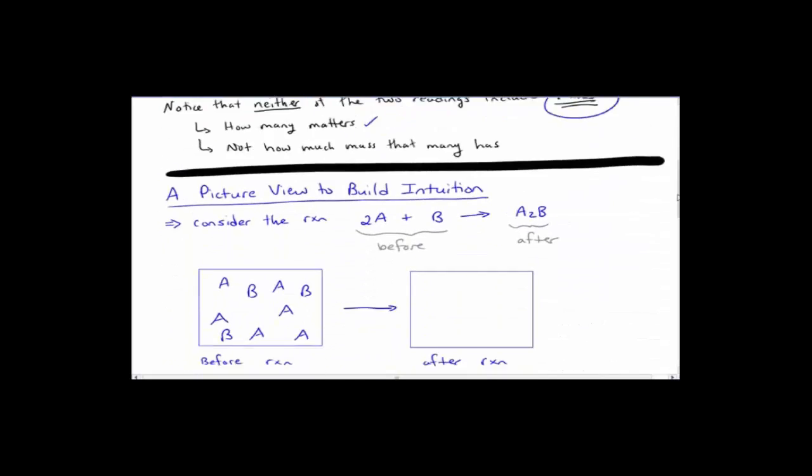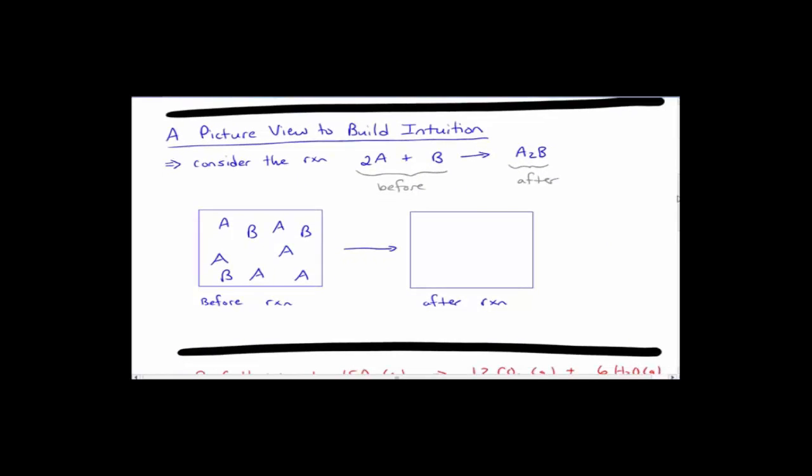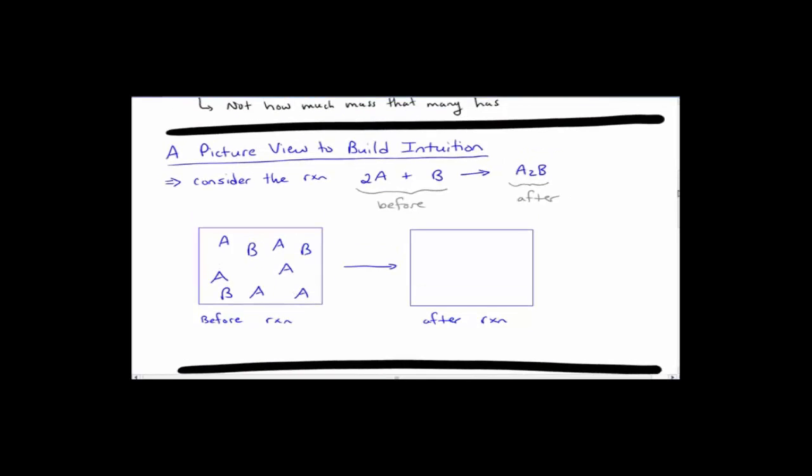So let's see why that's the case by building this up into a little picture view to get some intuition. So consider this crazy reaction, and we'll be doing this a lot now. We'll be making up just generic reactions. 2A plus B goes to A2B. Now these aren't real, and it's just an idea, and that's all that matters. So we're making 2 molecules or 2 atoms of A, whatever A is, react with 1 molecule or 1 atom of B, and we're going to make 1 A2B when we're done.